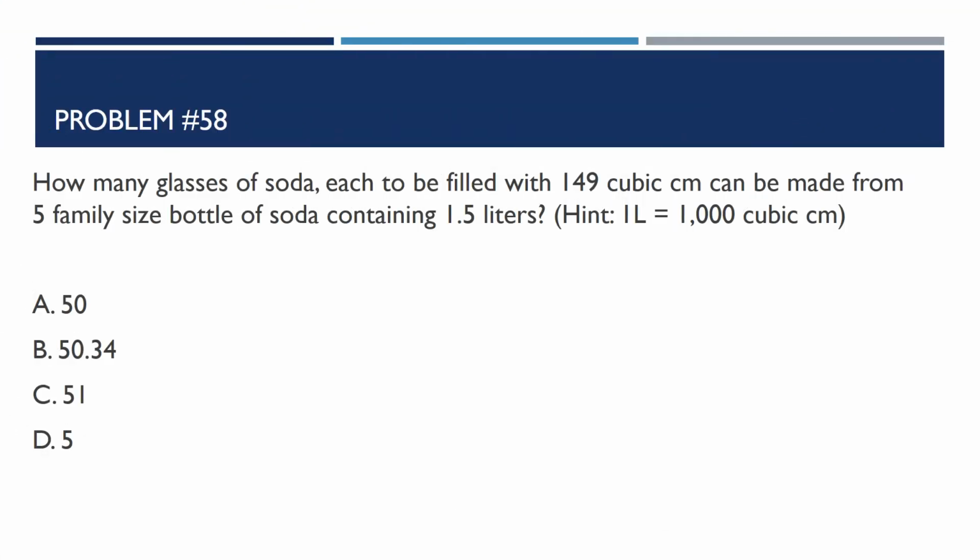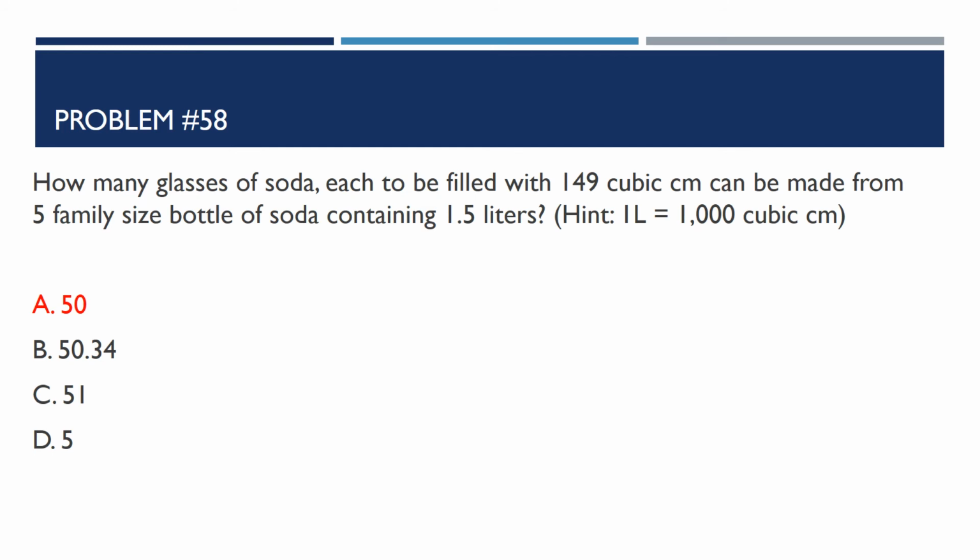Number 58. How many glasses of soda, each to be filled with 149 cubic centimeters, can be made from 5 family-size bottles of soda containing 1.5 liters? So here's a hint that 1 liter is 1000 cubic centimeters. So let us know the answer. The answer for this is 50.